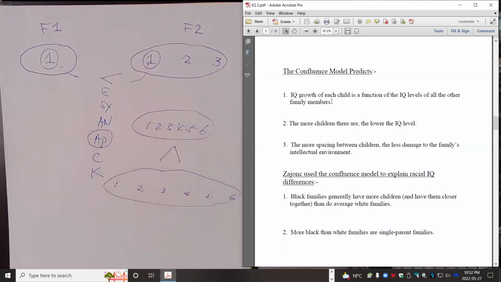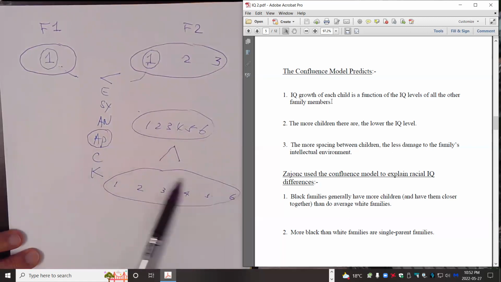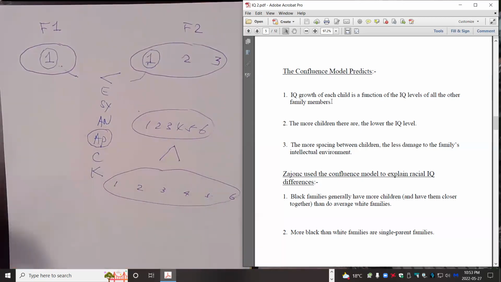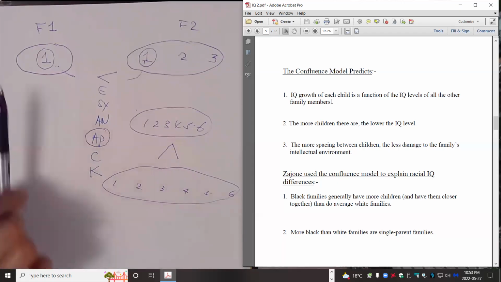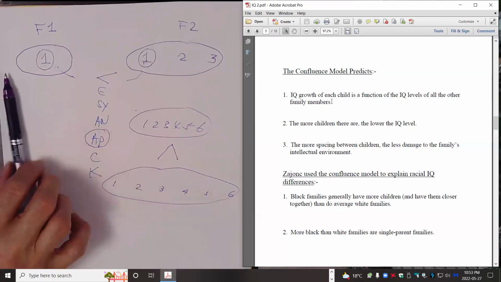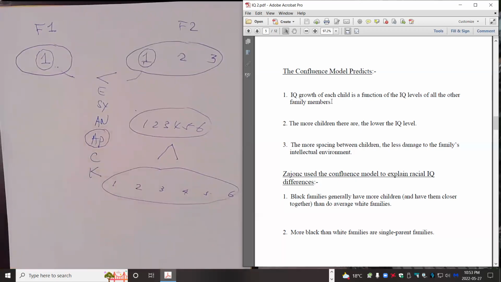All right. So here, the growth of each child, of course, depends on the group. It depends on the parents' IQ levels, and it depends on the environment. The environment is, what, 3 years apart, that type of thing. The more children there are, the lower the IQ, and this is true.